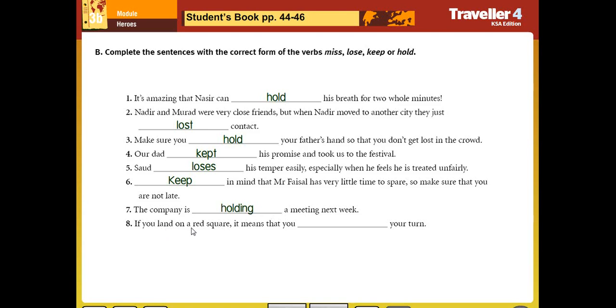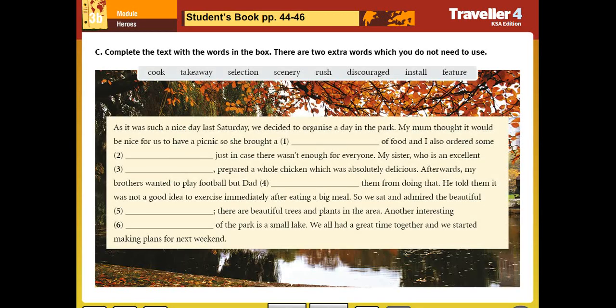If you land on a red square, imagine that you're playing a game, okay, and there are some squares, and if you play on the other squares, it's okay for you. But if you land on the red square, it means that you will lose your turn. The other player is going to start playing.